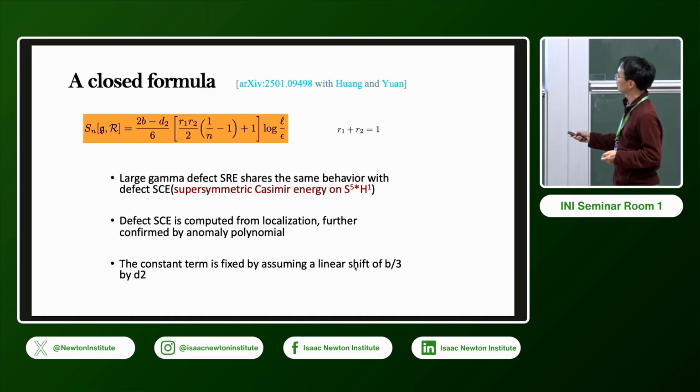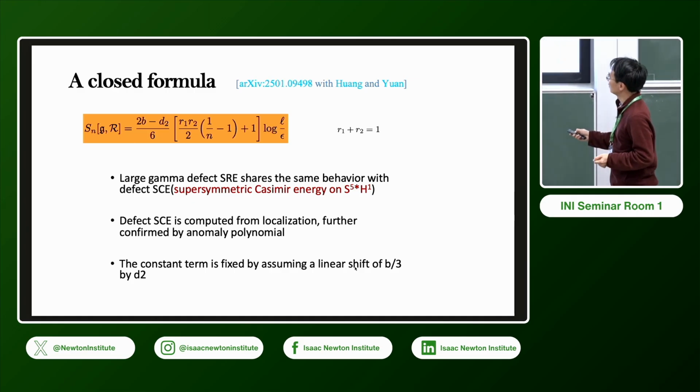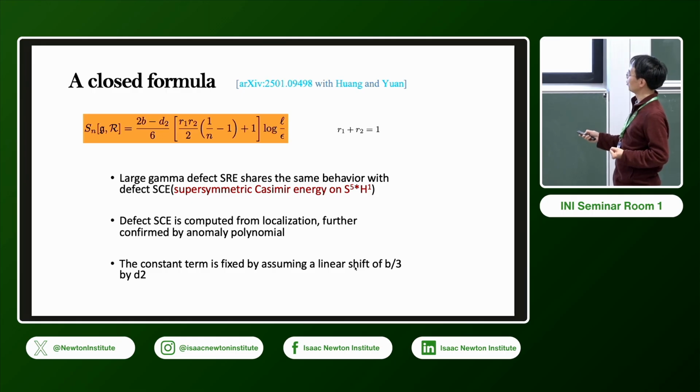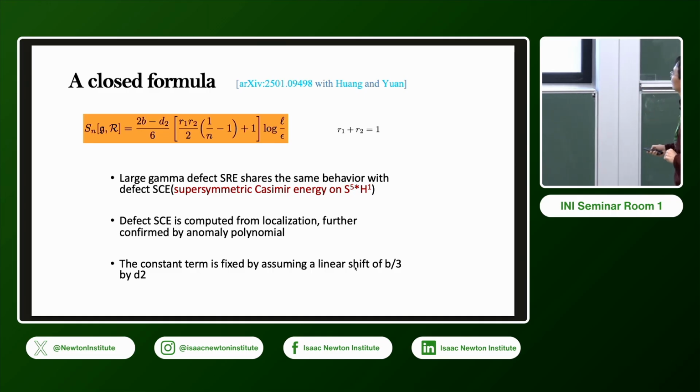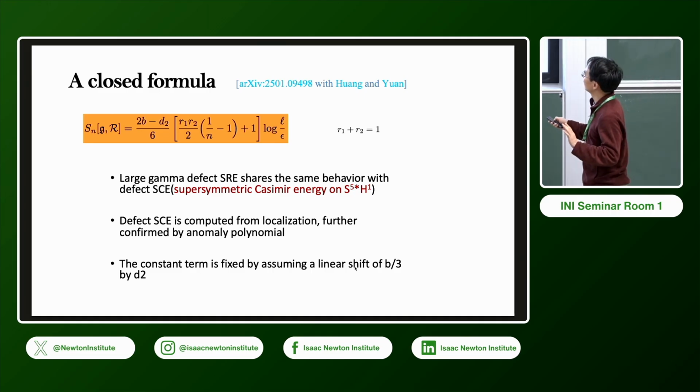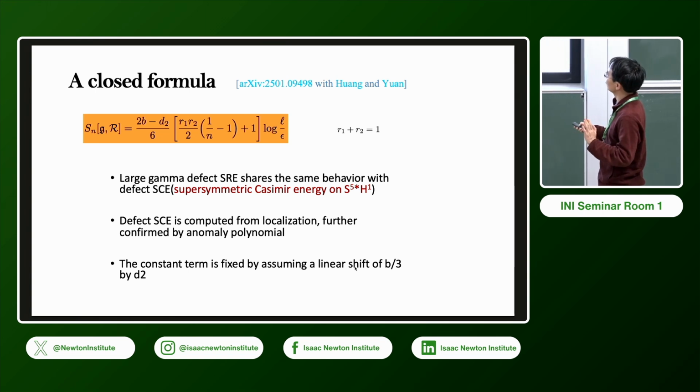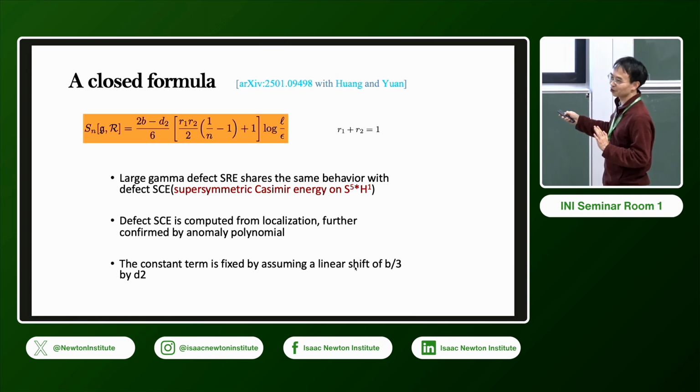We got this: precisely the same result. The defect contribution to the supersymmetric Casimir energy agrees with this localization result. We will discuss that later. And so it's justified, this defect contribution to the supersymmetric Casimir energy. Using that result, as said, we can justify the leading coefficient. Now, what about the constant?